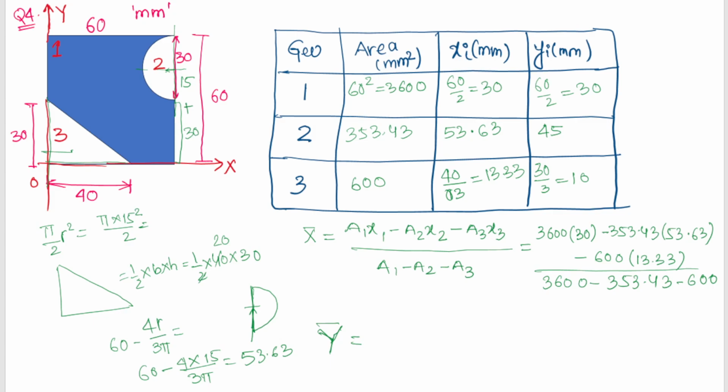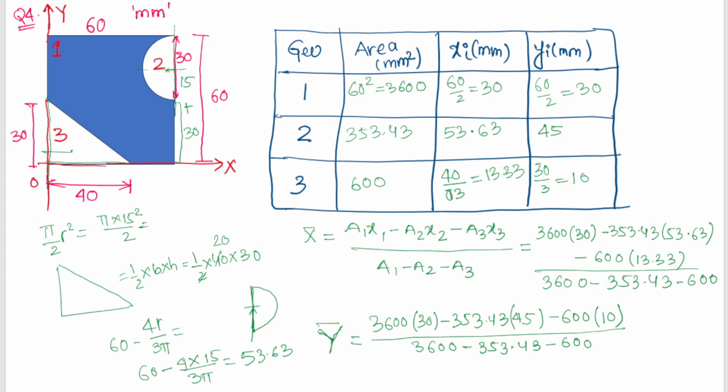So I'm not going to write down the formula. Let's take the values directly from the table: 3600, y1 is 30, minus 353.43, y2 is 45, and then minus 600, y3 is 10, divided by 3600 minus 353.43 and minus 600.